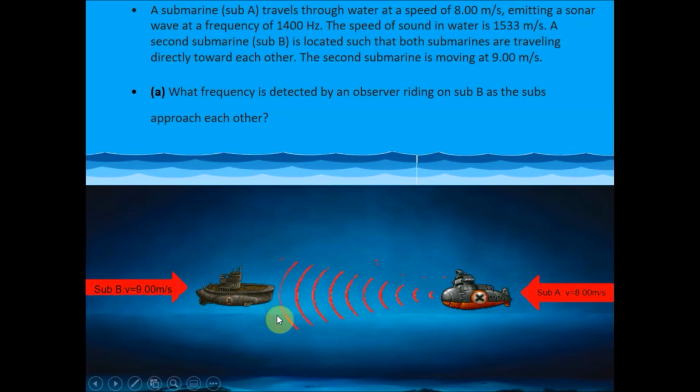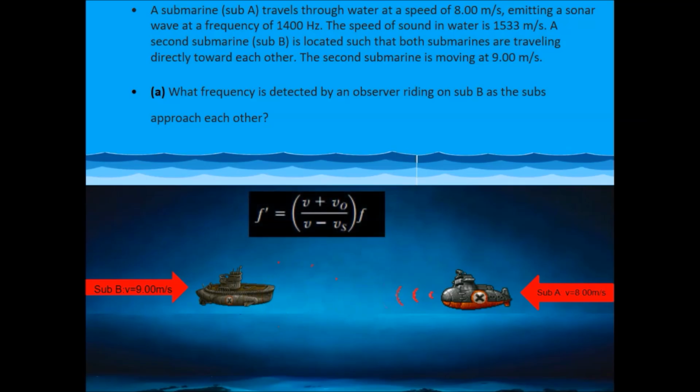Let's employ our formula. Here we want to calculate f prime, the frequency heard by an observer on this submarine. They will see this as v plus v0, so this is positive on the top because we are moving towards the source, over v minus vs. This is relative to the observer, this is relative to the source. So the observer is the submarine here, and the source is this submarine, sub A.